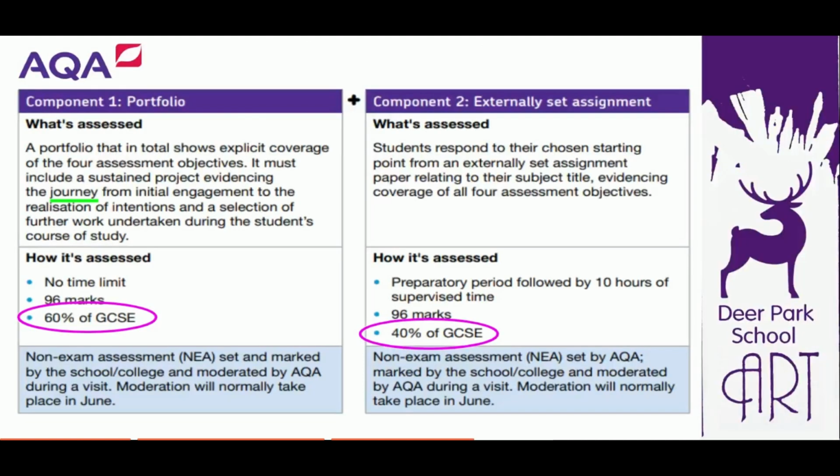Okay. Here's an example of how it's assessed. So you can see here, underlined, it must include a sustained project evidencing the journey. So you get an initial starting point. That's what the exam board will give you, a point of reference to start your investigation. And then your coursework portfolio shows your journey through that investigation and the things you experiment with. And the culmination is then that final exam where you will produce a final piece that is the culmination of all of that experimentation and that journey. So you can see there 60-40 in terms of the split.